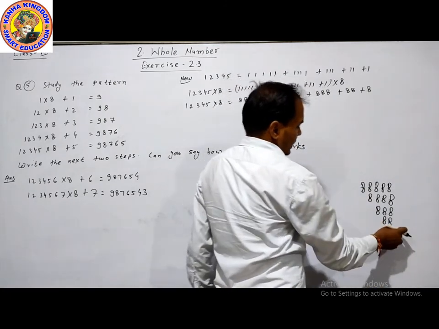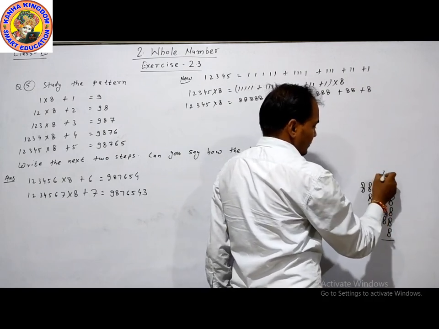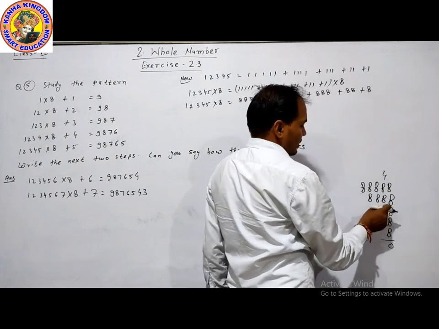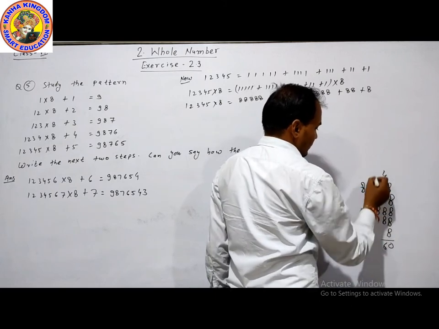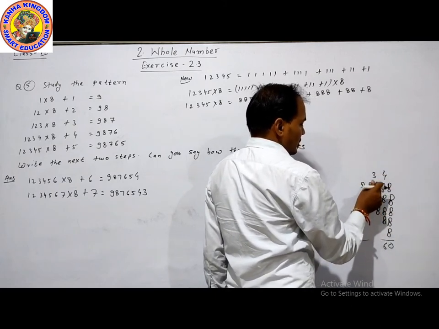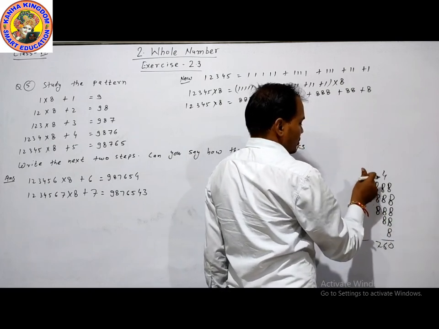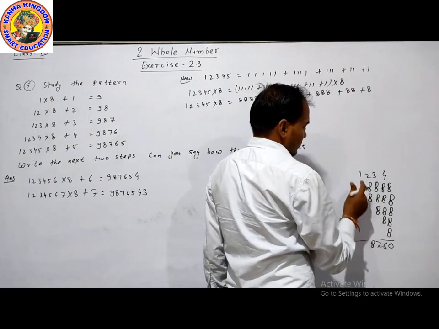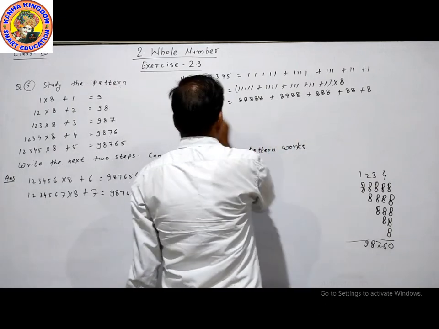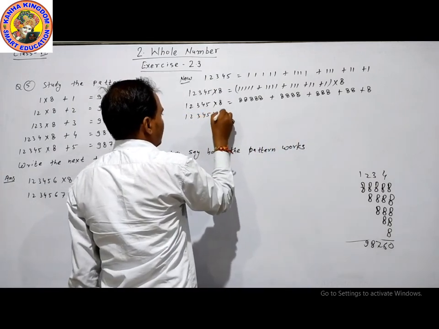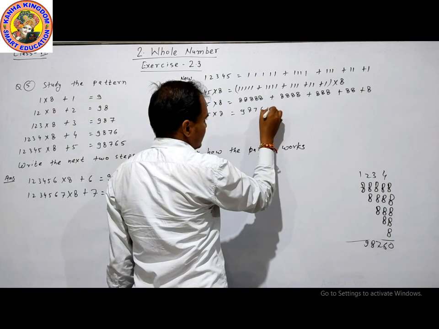Now 8, 16, 24, 32, 40. 8, 16, 24, 32, 36. 8, 16, 24, 27. 8, 16, 18. 8, 1, 9. 1, 2, 3, 4, 5 into 8 is equal to 98760.